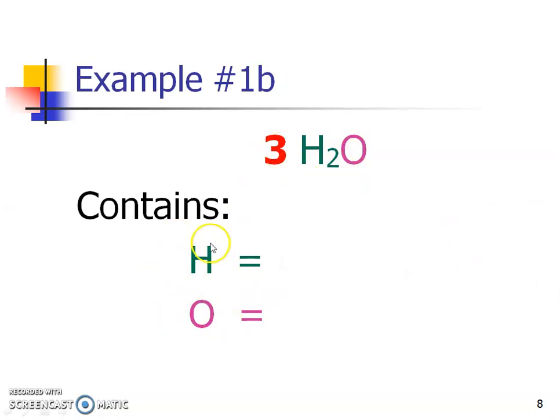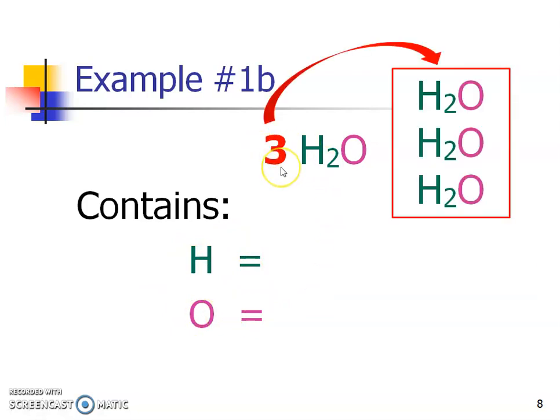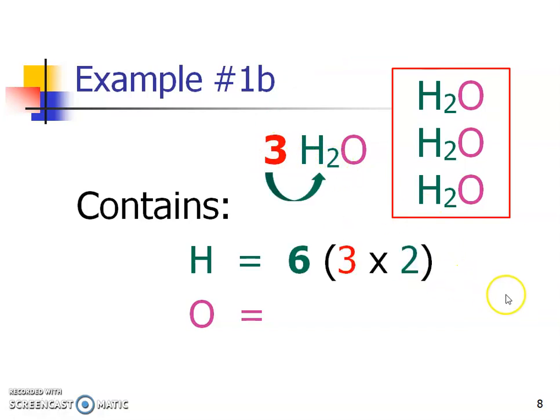Now again, I'm pulling out those elements first, and again, we have hydrogen and oxygen, but now the 3 really tells me that I have 3 water molecules. I have 3 water compounds. So now if I say 3 times the 2, I really have 6 hydrogen atoms all together. And that should make sense. Visually, I have 2 plus 2 plus 2. I have 3 times 2 of those hydrogen atoms to make 6 total.